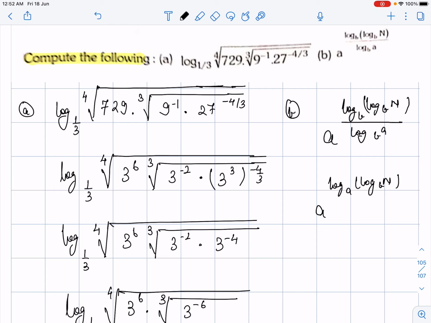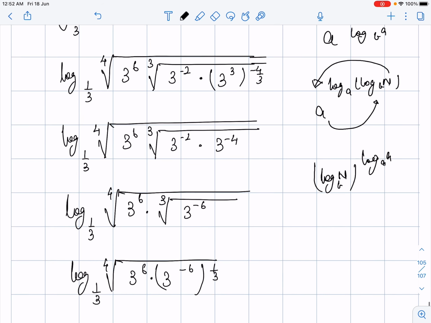So how should I proceed further? The a can come over here and log n base a will come down. So it will be becoming log n base b to the power log of a base a. And guys, we know log of a base a is equal to 1. So the final answer will be becoming log n base b. Log n base b will be the final answer for this question.